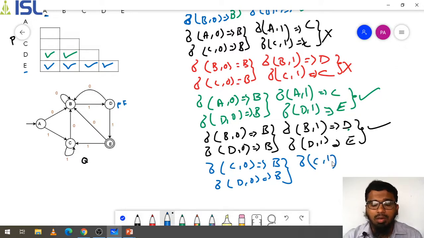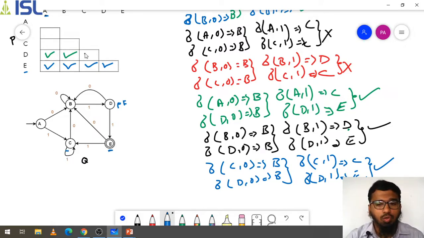Next, delta C comma 1 and delta D comma 1. What is C comma 1? C comma 1 is C only as per the graph, and D comma 1 is E. This is also accepting, because one is a final state and another one is a non-final state. So this is also accepted. Okay, so this is what we got.